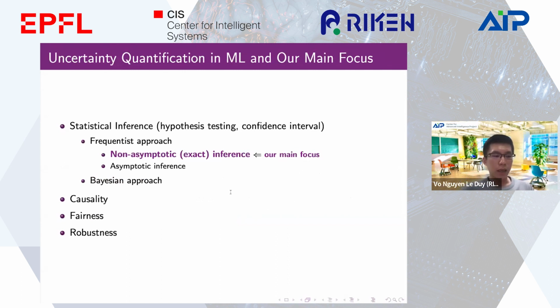Reliability of machine learning has been discussed from various aspects, for example, statistical inference, including hypothesis testing and confidence intervals, adversarial robustness, fairness, and robustness. In statistical inference, there are mainly two approaches: the frequentist approach and the Bayesian approach. In the frequentist approach, there are also mainly two types of conducting the inference: non-asymptotic inference and asymptotic inference. In this study, I will mainly focus on frequentist-based exact statistical inference. Our goal is to provide a non-asymptotic exact confidence interval for the Wasserstein distance.